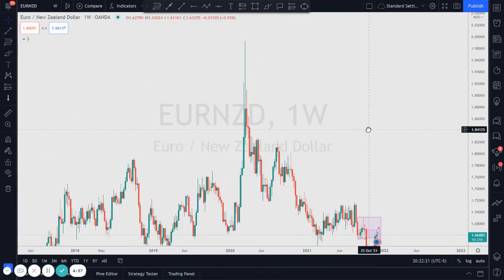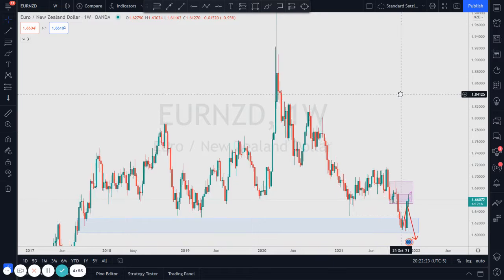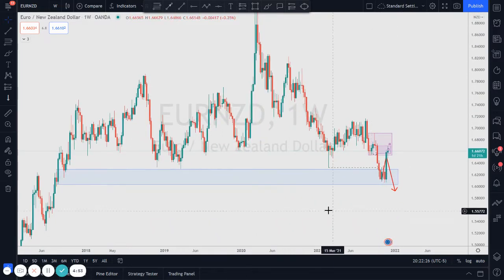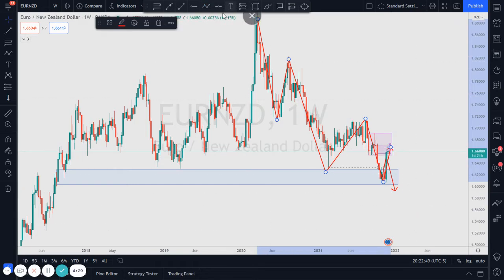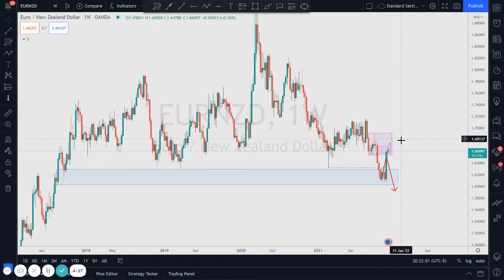Let's take a look at Euro New Zealand dollar on the weekly. Let's do some top down. I mean, this is pretty simple. It's very similar to Euro Aussie. What do we notice? From the high, lower low, lower high, lower low, lower high, lower low. What are we expecting? A lower high, right? And then after that lower high, what are we expecting? Price to go down lower, right? I mean, it's that simple.